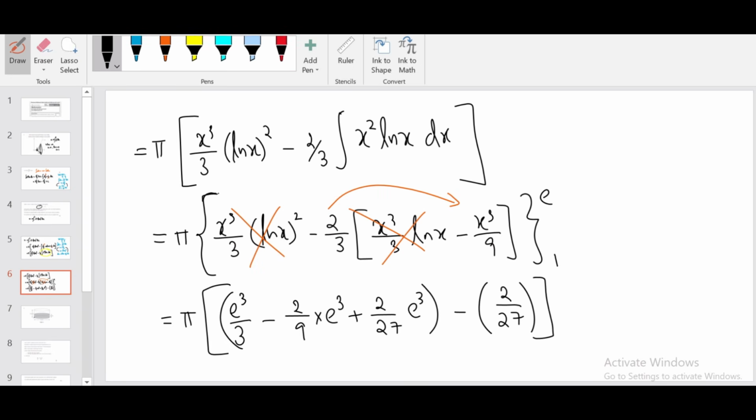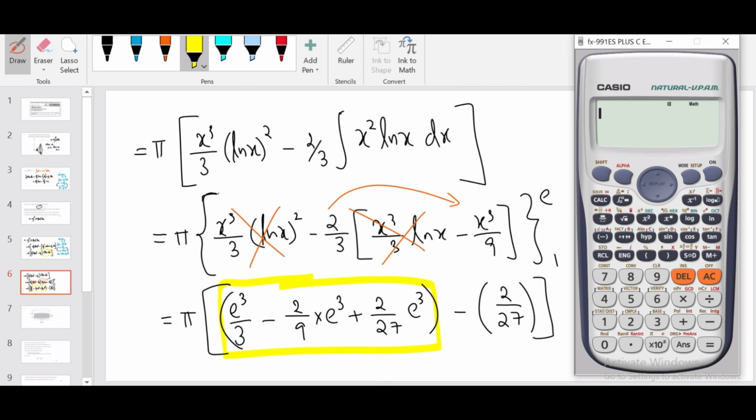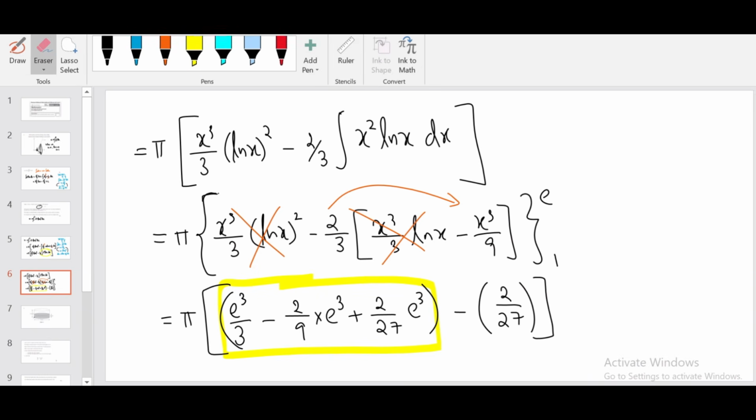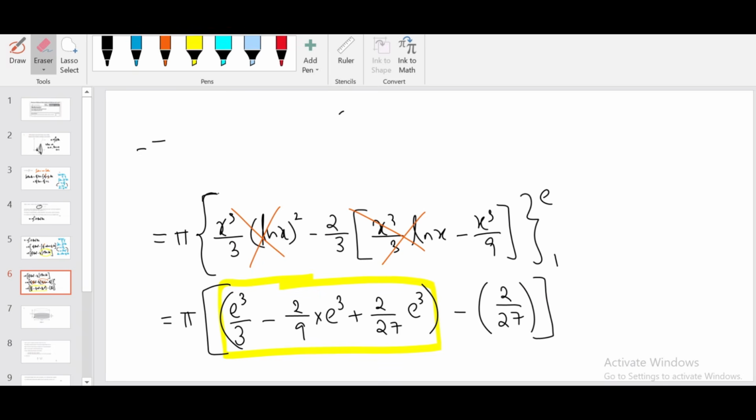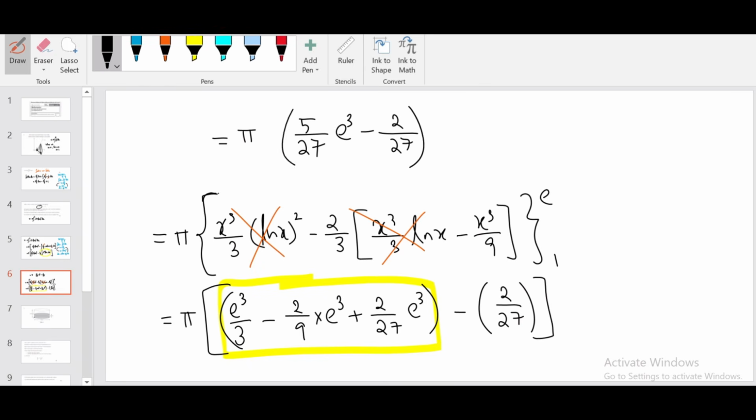We need to simplify this now. These three are basically like terms if you take e cube as a common factor outside. So I'm going to simplify them. 1 over 3 minus 2 over 9 plus 2 over 27. So I got 5 over 27 here. So I'm going to write it here. It is equal to pi times 5 over 27 e cube minus 2 over 27.